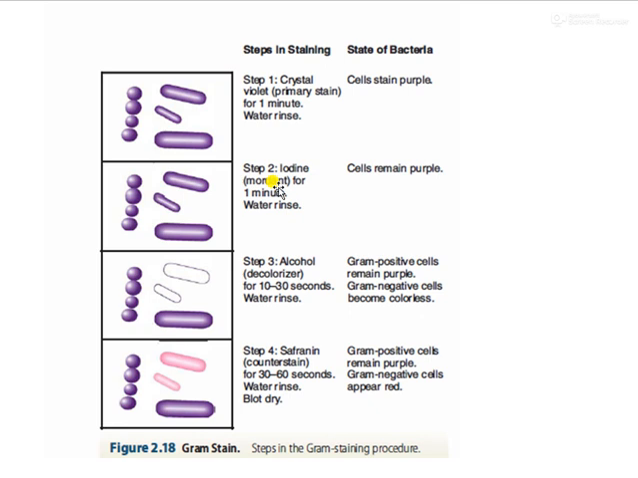In the next procedure, onto the same glass slide, you put safranin. Safranin is added and you leave the glass slide for 30 to 60 seconds. Then you rinse it with water and blot dry it. And when you view it, you can see that some cells will appear purple in color and some cells will appear pink in color.